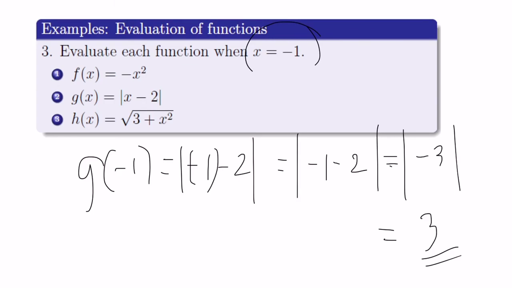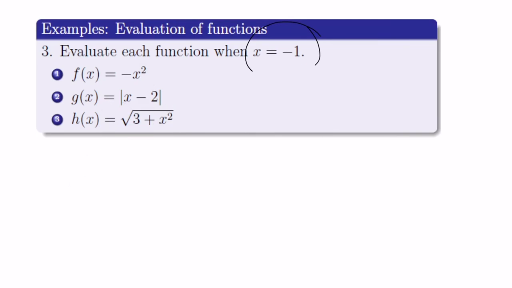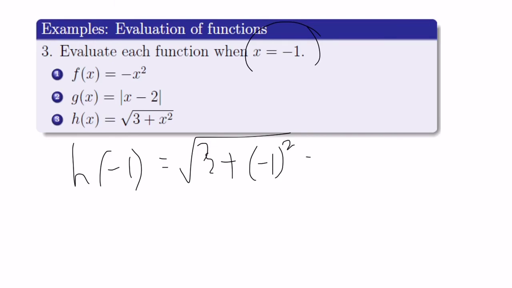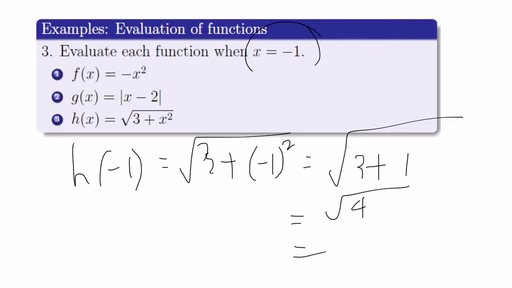Last, h at negative 1. So we have square root of 3 plus parenthesis negative 1 square. What is negative 1 square? Positive 1. So 3 plus 1 is 4. What is square root of 4? 2. So h at negative 1 is equal to 2.